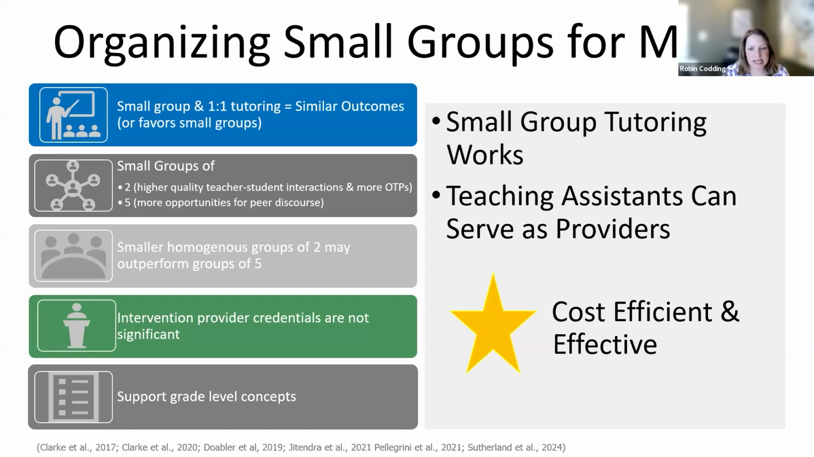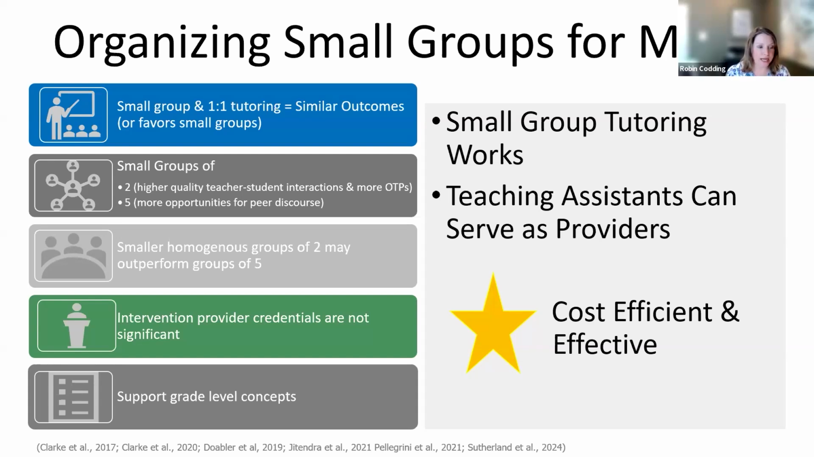There's also some really interesting data that Sutherland and colleagues have identified around what the skill needs are of the students in the group. So a smaller homogeneous group of two is going to outperform a group of five, even if that group of five is homogeneous as well. But what's really interesting is looking at that variability in students' skills. So it means that we really need to take the time, as we talked about earlier, to engage in that diagnostic assessment to understand what students know and don't know and match them accordingly.